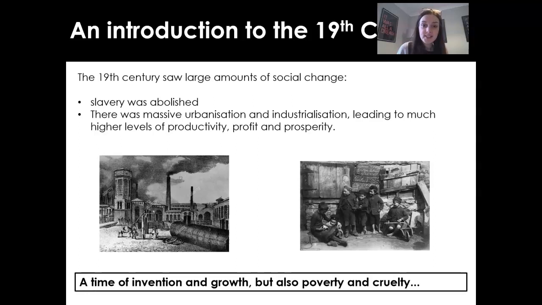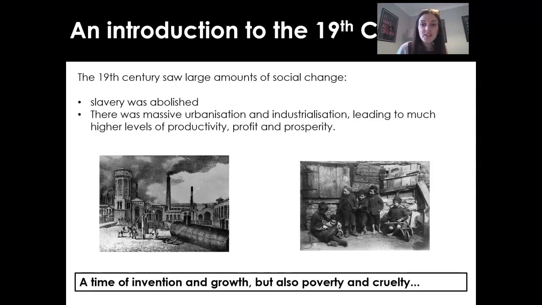When we're looking at the 19th century, we're going to be looking at it as a time with a large amount of social change. It was at this time that slavery was abolished, and there was also a massive urbanisation and industrialisation. So that meant that it led to much higher levels of productivity, of profit and prosperity. But it was also a time of conflicting ideas. It was a time of invention and growth, but also one of poverty and of cruelty.